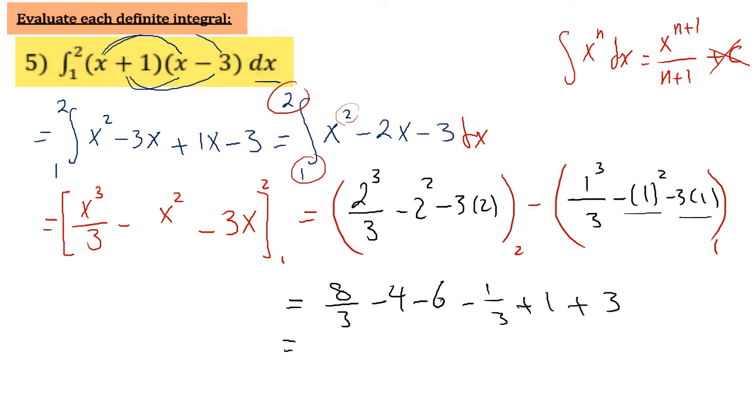So it's equal to negative 10, and positive 4 is negative 6. So negative 6 plus 8 over 3 minus 1 over 3, 7 over 3. So it's negative 6 plus 7 over 3. It's negative 11 over 3.